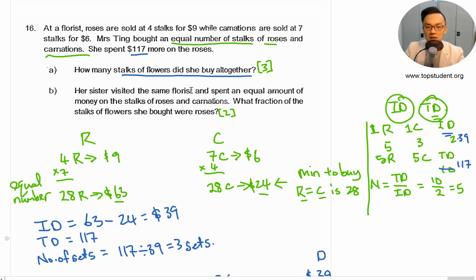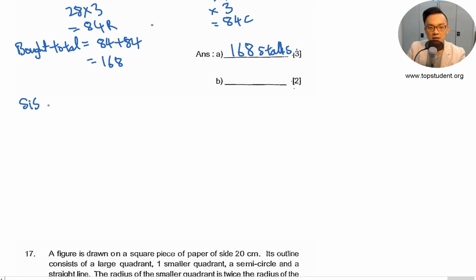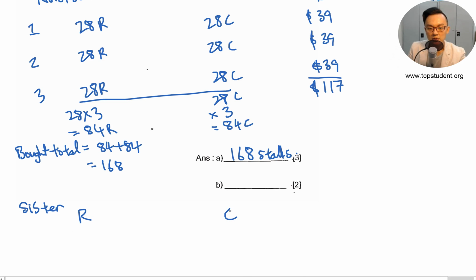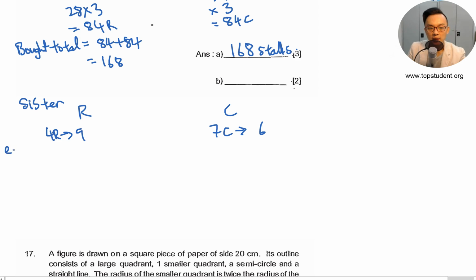Her sister visited the same florist and spent an equal amount of money on the stalks of roses and carnations. What fraction of the stalks of flowers she bought were roses? So this is the sister. And same thing, roses and carnations: 4 roses for $9, 7 carnations for $6. So she spent an equal amount of money.